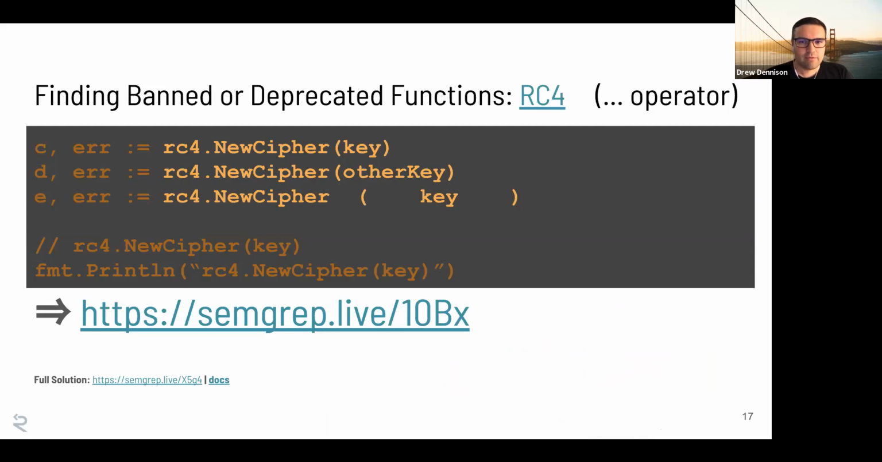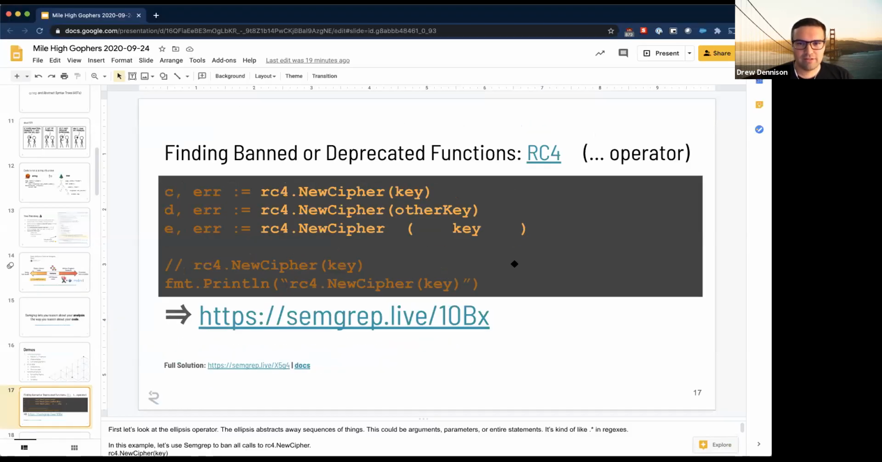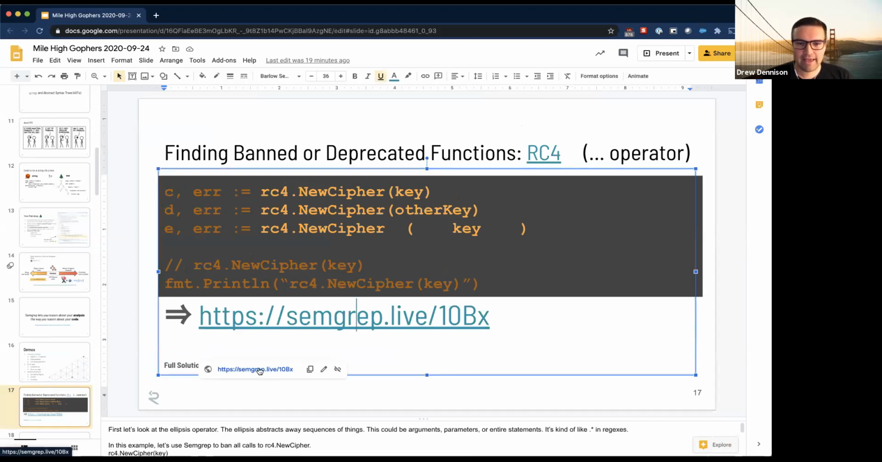The first thing we want to look for, and I'm coming at this from a security perspective, but you could think about this for any deprecated API or something where you never want someone using this Go library or this function in your code base. Let's see how we would match that. In this case, we're going to look for calls to RC4, where there's this new cipher. I happen to know that RC4 is not a recommended cipher. We should use something stronger like AES.